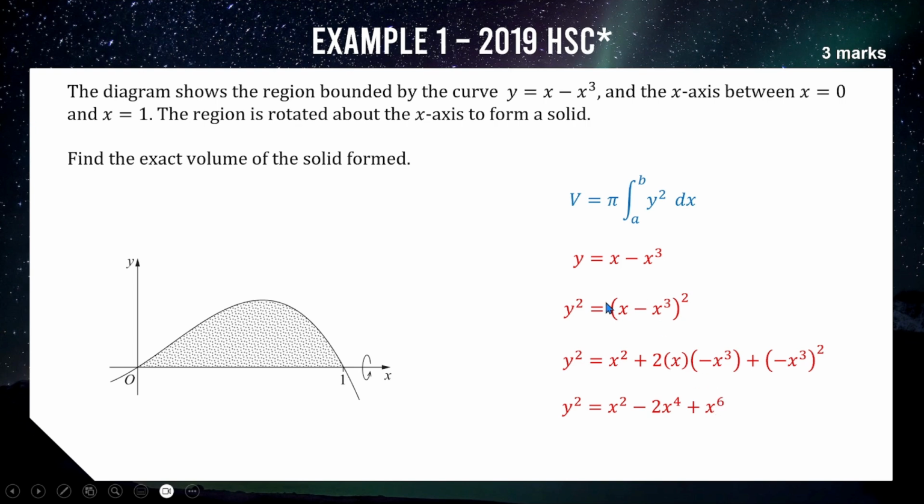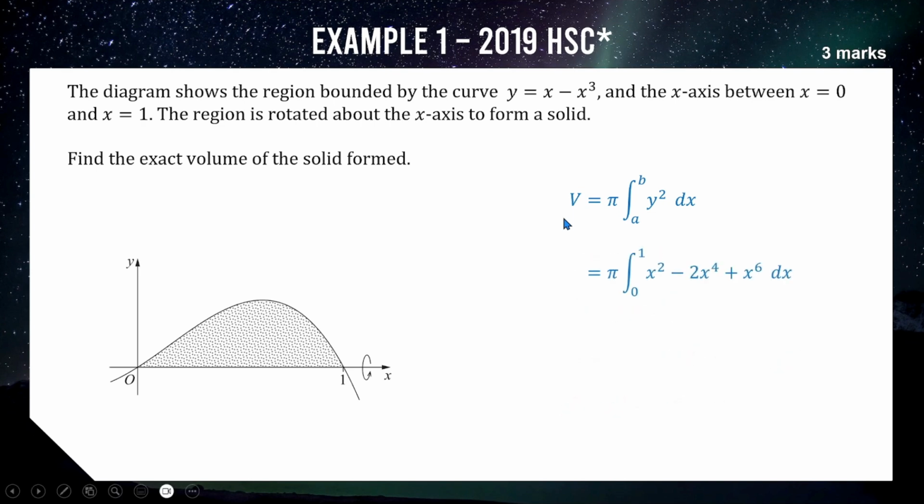Okay, so now we have gone from our y equals to our y squared equals. And this line right here is what we need to integrate between 0 and 1. Chuck a pi out the front and then try and simplify our answer as best as we can. So let's dive into that.